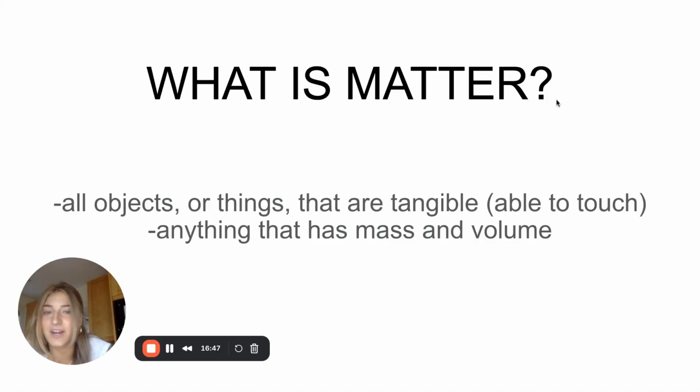So what is matter? A good way to conceptualize it is all objects are things that are tangible, like you're able to touch them in your hands, like this. A more sciencey explanation is anything that has mass and volume.